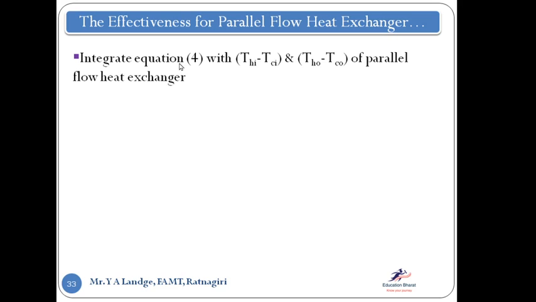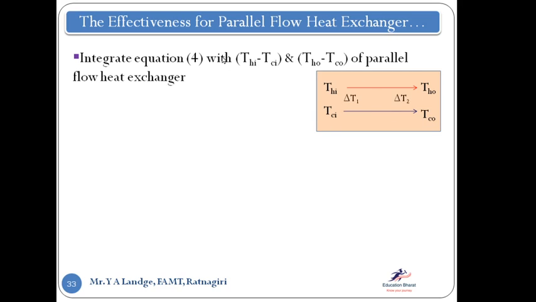So we integrate equation number 4 within the limits Thi minus Tci and Tho minus Tco for a parallel flow heat exchanger. Why are we taking these limits? Let's see. Consider the hot fluid flowing and the cold fluid flowing. The inlet temperature of the hot liquid is Thi, its outlet is Tho, the inlet temperature of the cold liquid is Tci, and its outlet temperature is Tco. Within this there is a change in the value of Q. So this is delta T1 and this is delta T2.